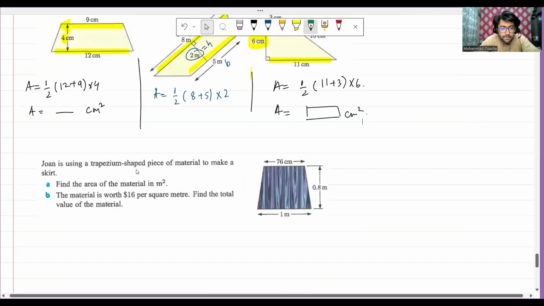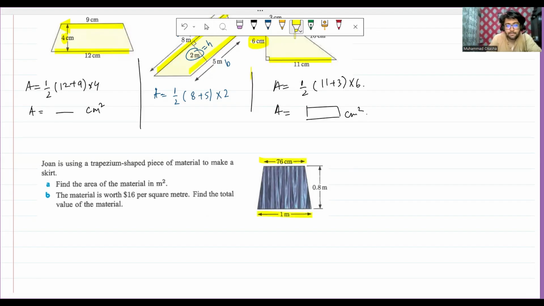Let's take a look at this question. Joanne is using a trapezium-based piece of material to make a skirt. Find the area of the material in meters squared. Let's find out this area. So I hope you can tell, this is a parallel side, this is a parallel side, and the distance between them is 0.8 meters. Now be very, very careful, the units are not the same. This is 0.8 meters, right? Let's convert it into centimeters first. So this is going to be 80 centimeters, right?